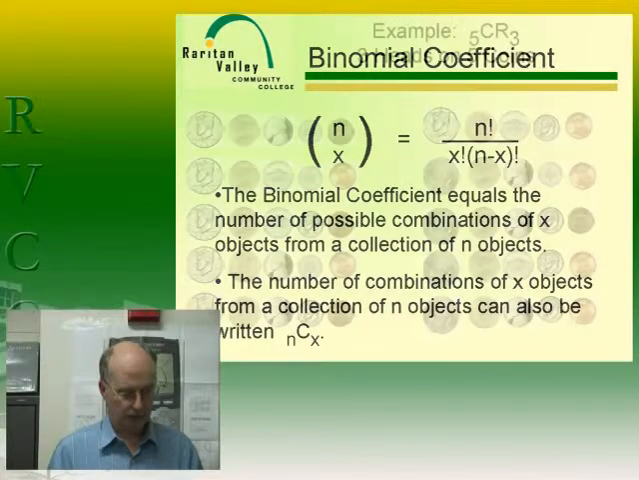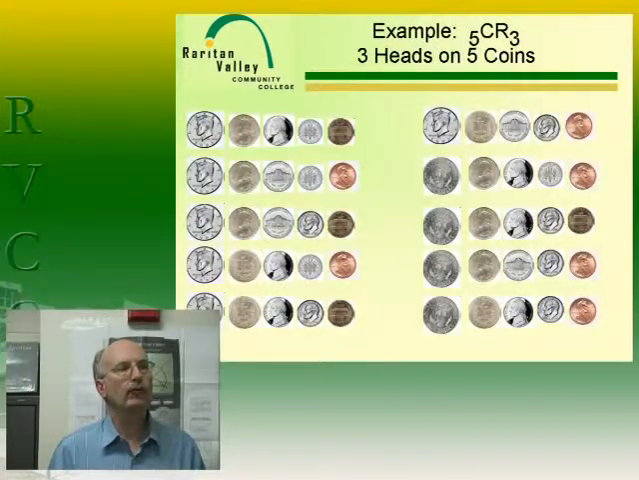Let's take a look. You can see on the next screen that I've taken 5 coins: a 50 cent piece, a quarter, a nickel, a dime, and a penny. And you can see that we found 10 different ways of coming up with 3 heads. Well, let's use our formula and see if the formula comes up with the same answer.